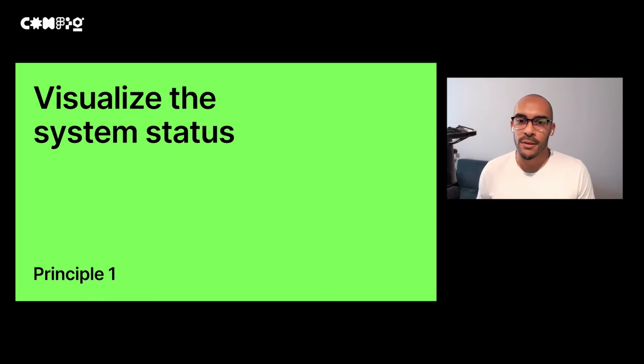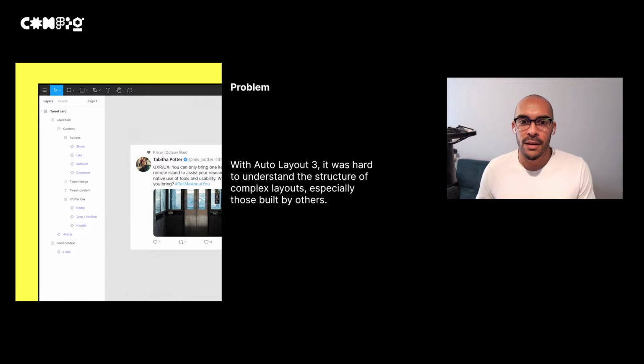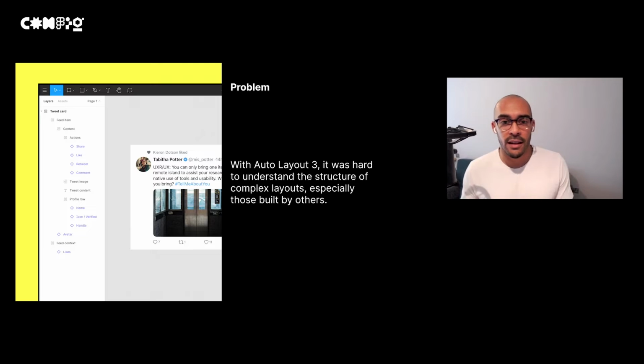So our first design principle is actually inspired by one of the Nielsen usability heuristics for interaction design, which is visualize the system status. So let's take a look at a few examples of what this means. Well, from our research on Auto Layout 3, we found that many designers just didn't understand exactly how these layouts were created or constructed, or even how the layers were organized. In fact, we frequently witnessed so many designers removing auto layout completely just to make a simple edit, because it was a lot easier for them to understand it that way.